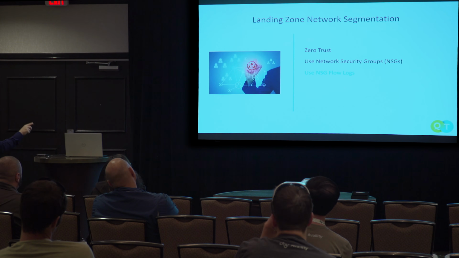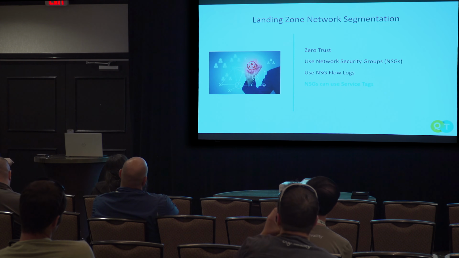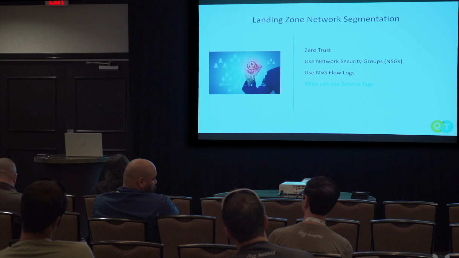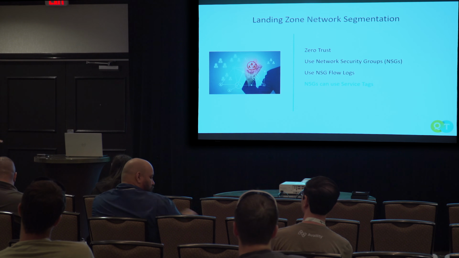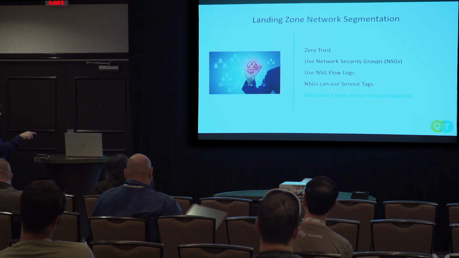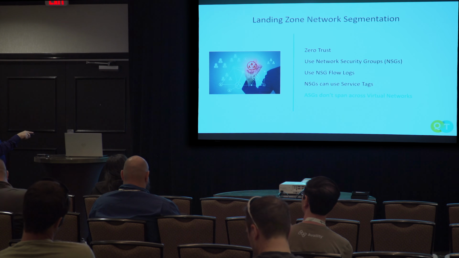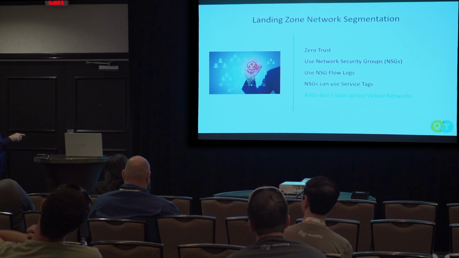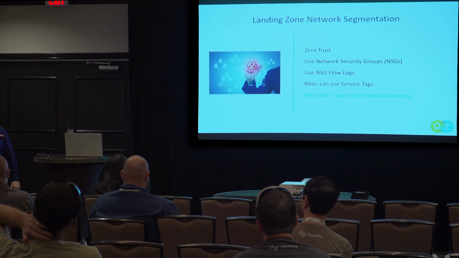Yeah, there you go. You can use flow logs for your network security groups. You can also have them use service tags so they're more easily found, and you can do the policies to tag them to whatever service they're supposed to be protecting. And then ASGs don't span across virtual networks. I don't know, I've been talking for a while. I don't remember what I meant by that, but they don't.